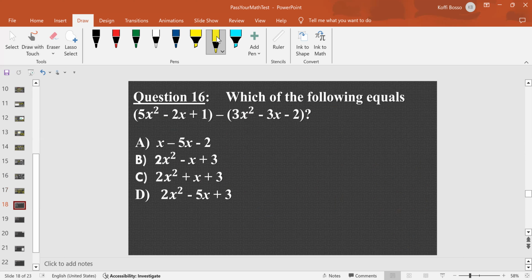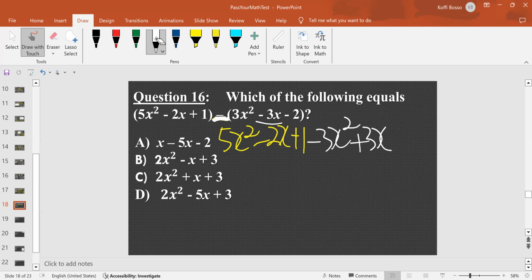Therefore, we're going to keep the first polynomial, which is 5x squared minus 2x plus 1. Now, the second polynomial, because of this negative sign here, the 3x squared will change to negative 3x squared. Again, because of this negative sign, the negative 3x will turn to positive 3x. Again, the negative 2 will turn to positive 2.